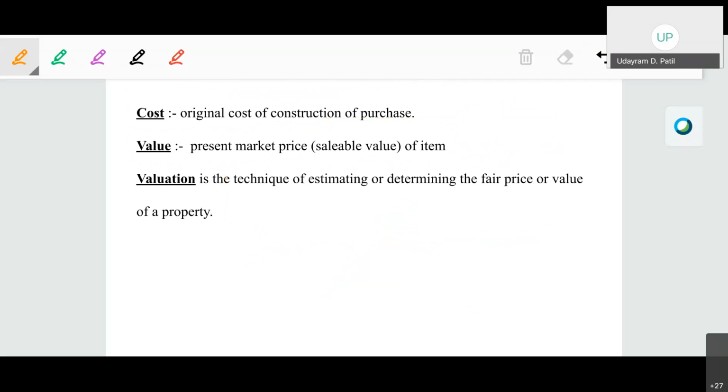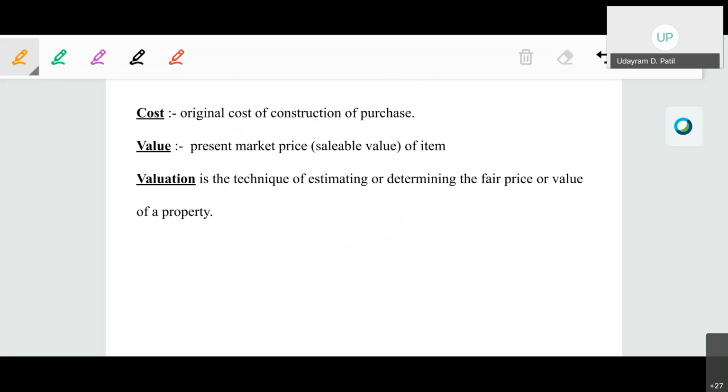So to assess the value of that property, I will need to do some calculations. I will have to survey the current market: how the construction market is going on, and how the building selling and buying market is going on.